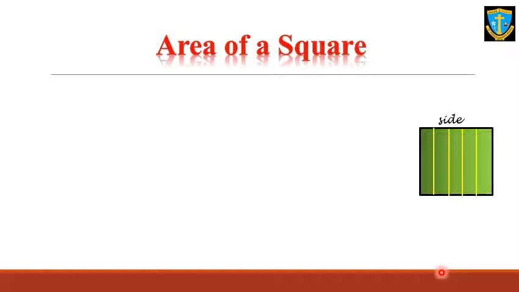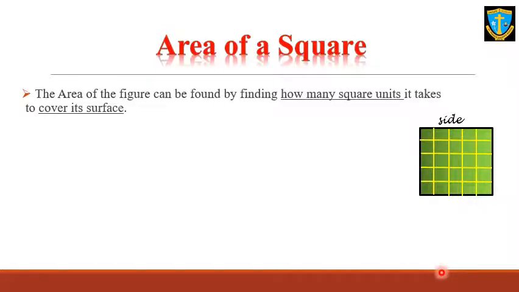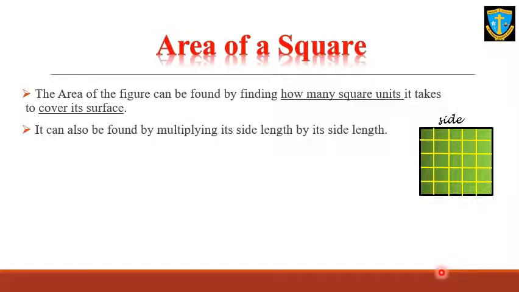For this square we will use the counting method. We divide the square equally into 1 by 1 centimeter squares, and then just count the number of squares, which will show us the area. The other way is by using a formula. The area of a figure can be found by finding how many square units it takes to cover its surface, and also by multiplying its side length by its side length.